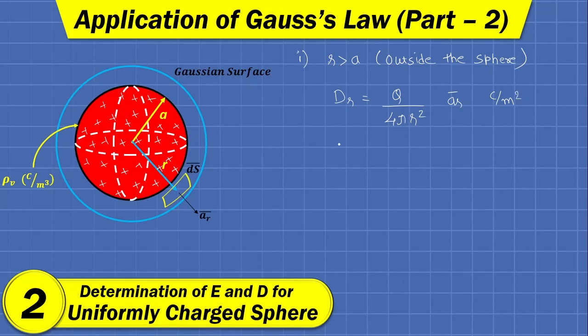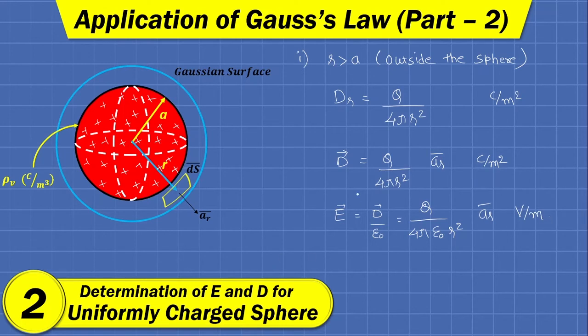The calculations will be the same as we have done in the previous part, that is why I am not repeating those calculations. So D bar will be q upon 4 pi r square ar bar coulomb per meter square. And we also have E bar equals D bar upon epsilon naught, so we have q upon 4 pi epsilon naught r square ar bar. The unit will be volt per meter.